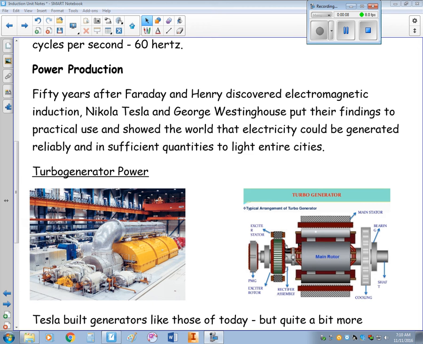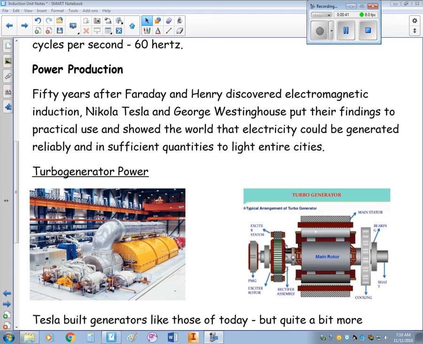50 years after Faraday and Henry made their discoveries about electromagnetic induction, a very famous engineer named Nikola Tesla and another engineer, George Westinghouse, put their findings to practical use and showed the world that electricity could be generated reliably and in sufficient quantities to light entire cities. Before this, it was kind of a novelty. You could produce a little bit of electricity, but batteries could make more, so what was the point?